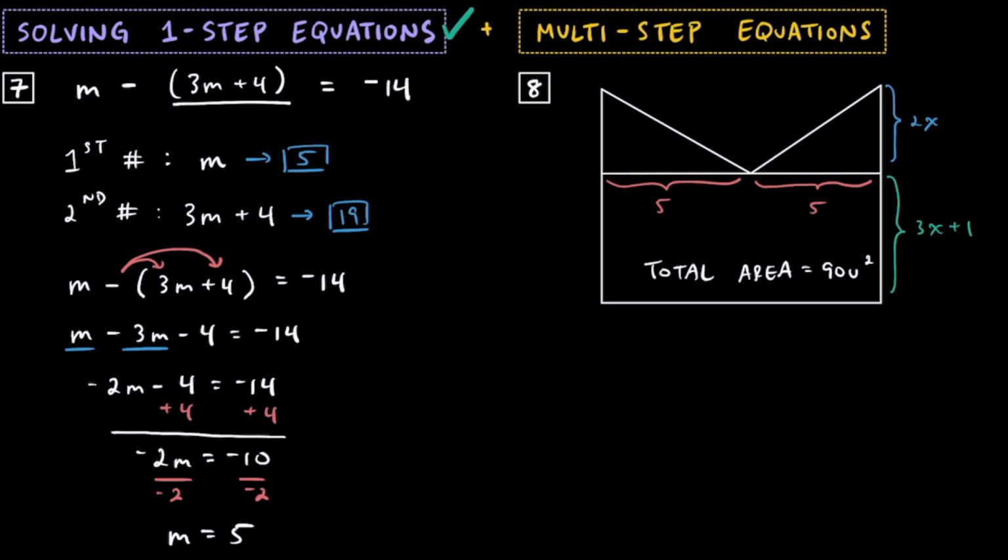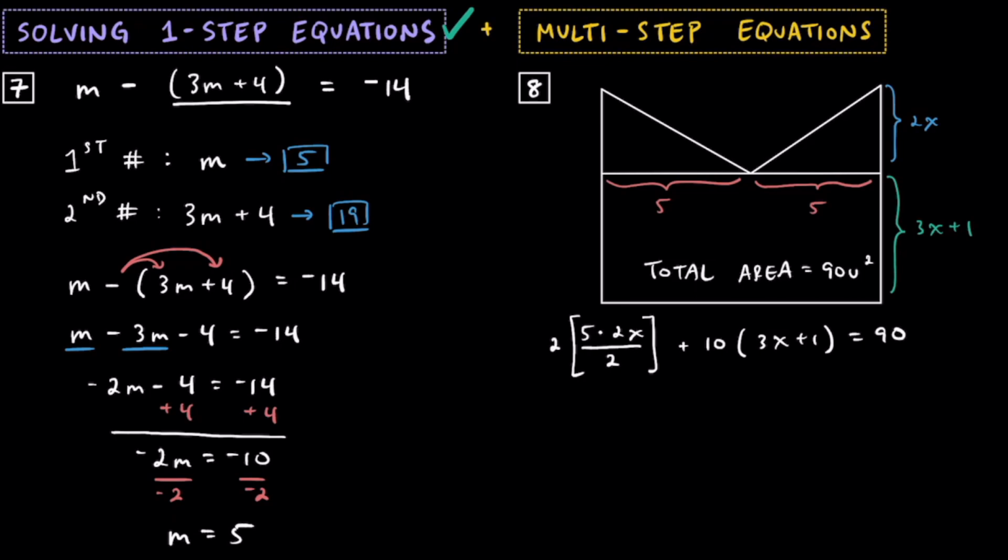So let's find out the total area of all the pieces here. For each triangle, it's base times height divided by 2. So the base is 5. The height is 2x, so base times height divided by 2. But keep in mind that there are 2 of these things. So let's multiply this whole thing by 2. And then add on base times height for the rectangle. So the base is going to be 5 plus 5, that's going to be 10. And what's the height? That's going to be 3x plus 1. And this whole thing is equal to 90, right?